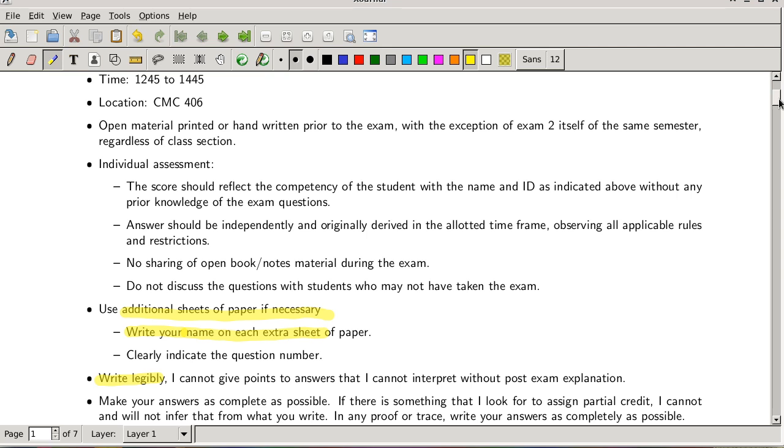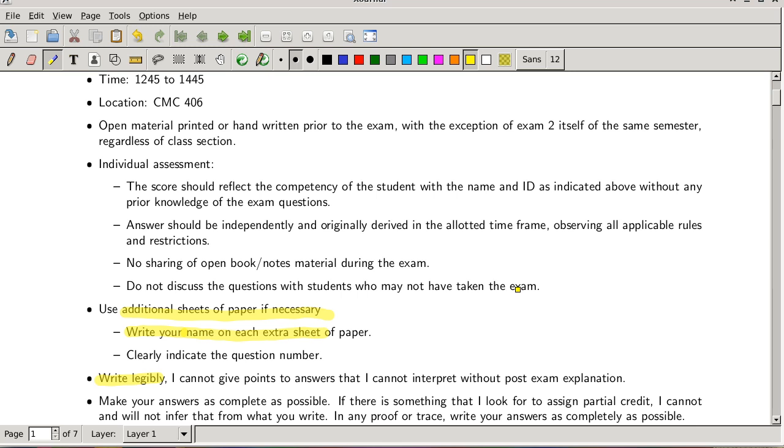Okay, so do not discuss the questions with students who may not have taken the exam. That still applies. This is an individual assessment. That still applies, despite Nick and I talking about maybe team-based assessment making sense at some point, but for this exam, it is still individual. Sharing of material during the exam is not allowed, but it is online, so everything is online. You can read the notes online if you want to. You can watch YouTube online during the test.